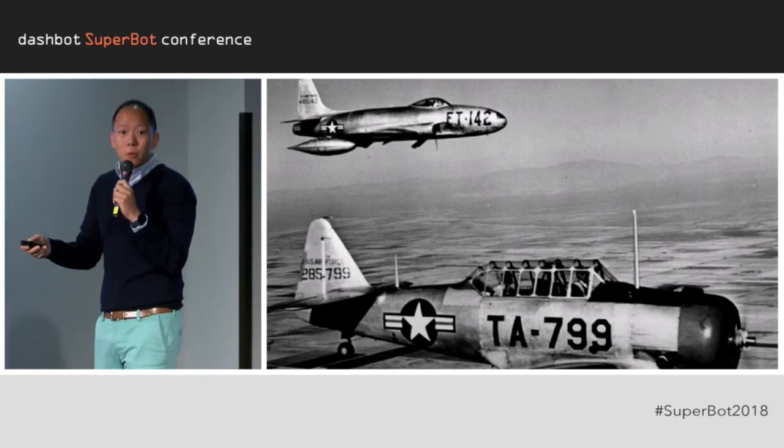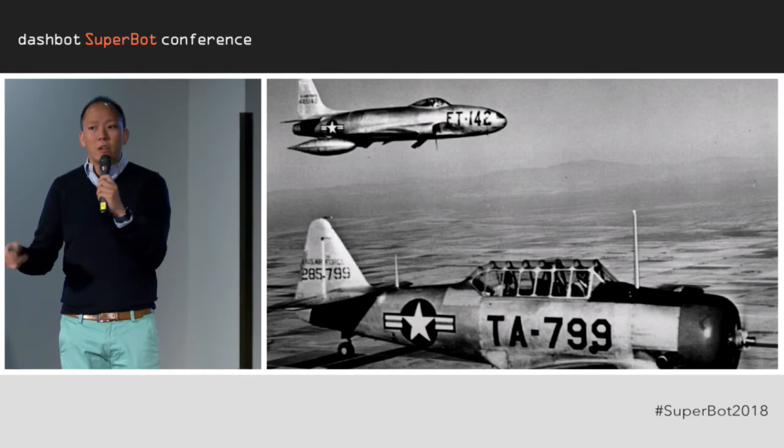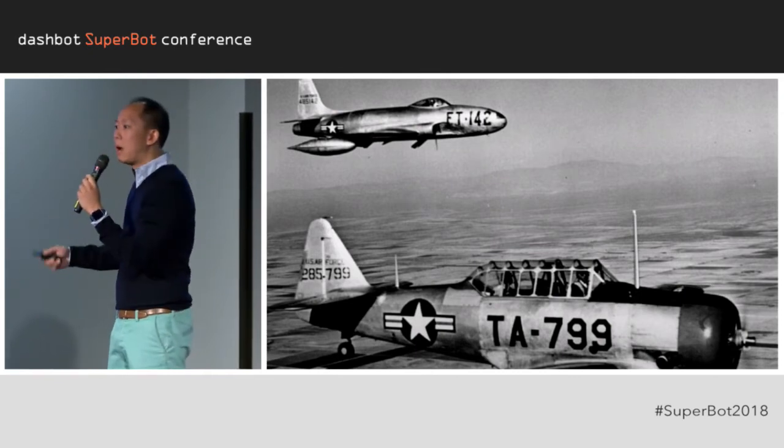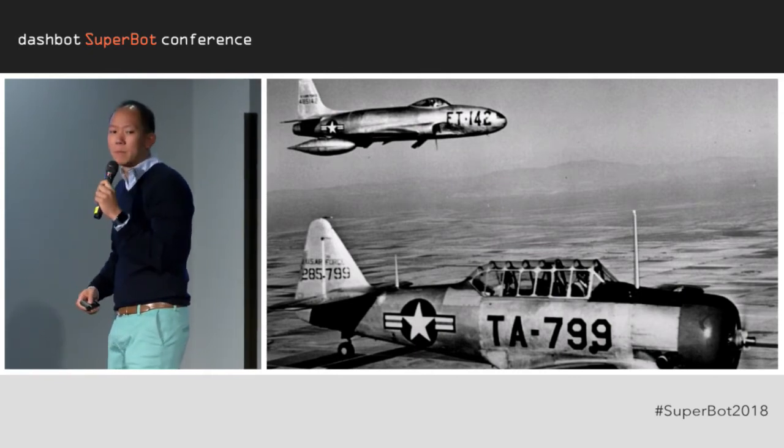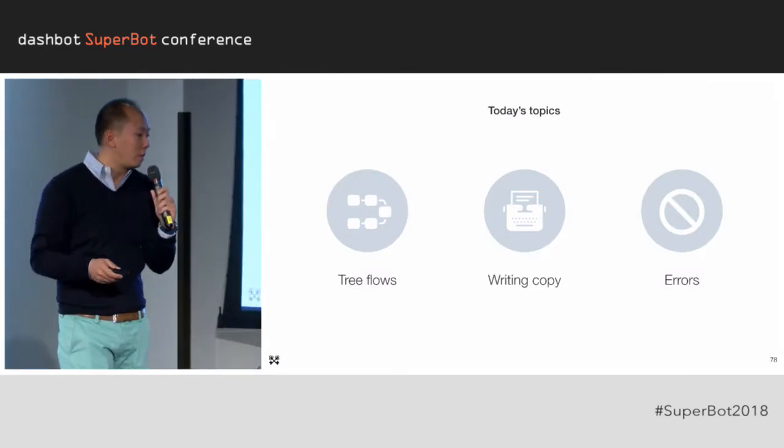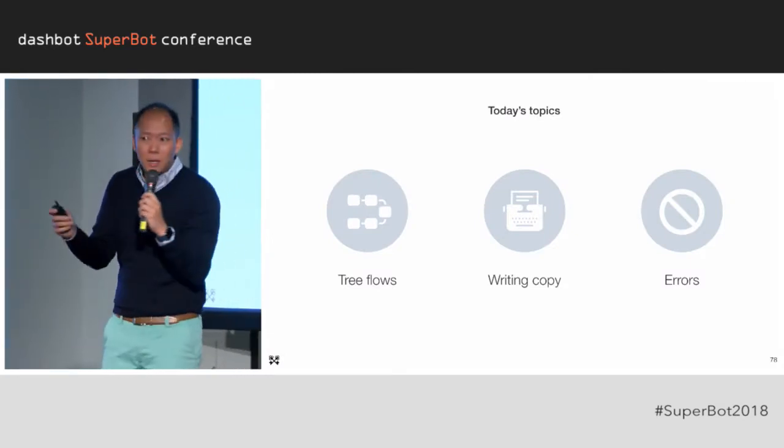Todd Rose wrote a book about the end of average, and this is how we like to think about how we design a conversational bot. Today, we're going to talk about three things: tree flows, writing copy, and errors.